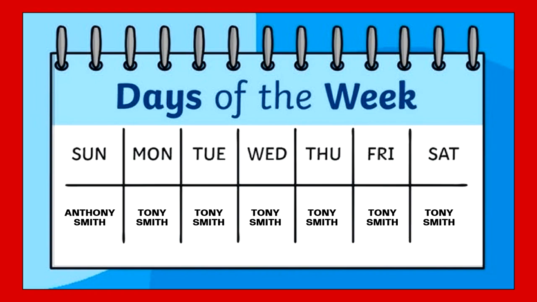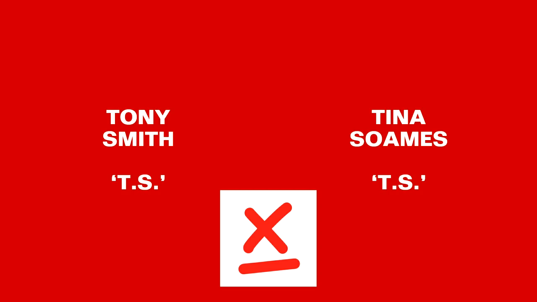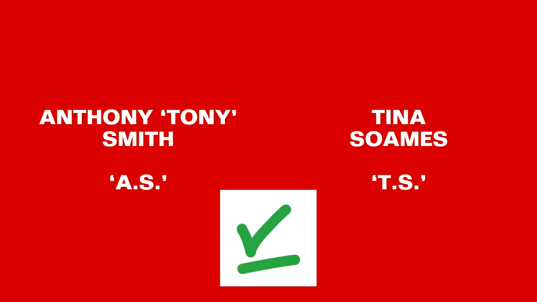When full names are provided, that is a first name and a surname, you can then put together suitable initials. The problem is where you have characters of similar names. Characters with similar names mean similar initials. But this is where your Sunday names can help. So Tony Smith would not be known as TS if there was also a Tina Soames. Instead, you could abbreviate Tony Smith to AS because he is known as Anthony, and that would allow you to still use TS for Tina and do so without confusion.